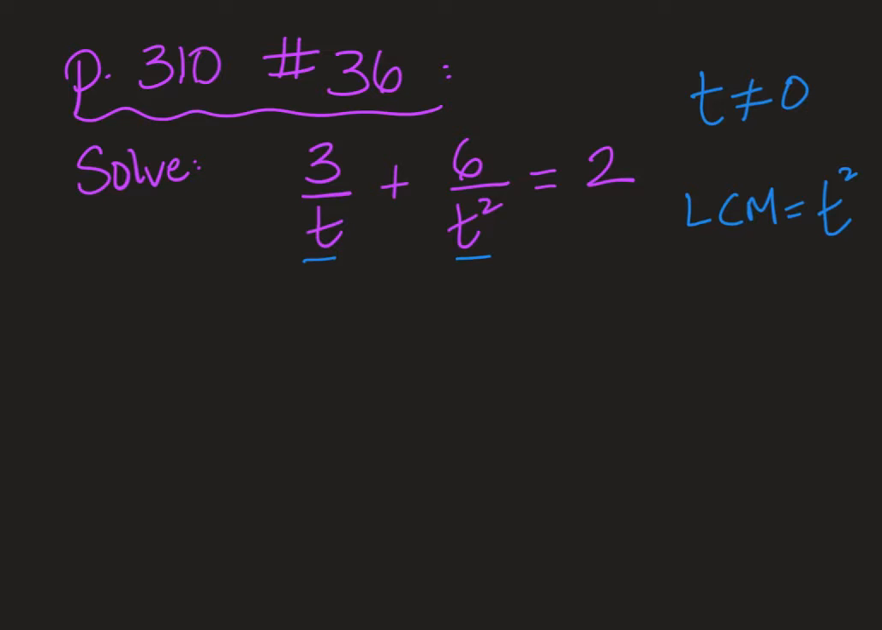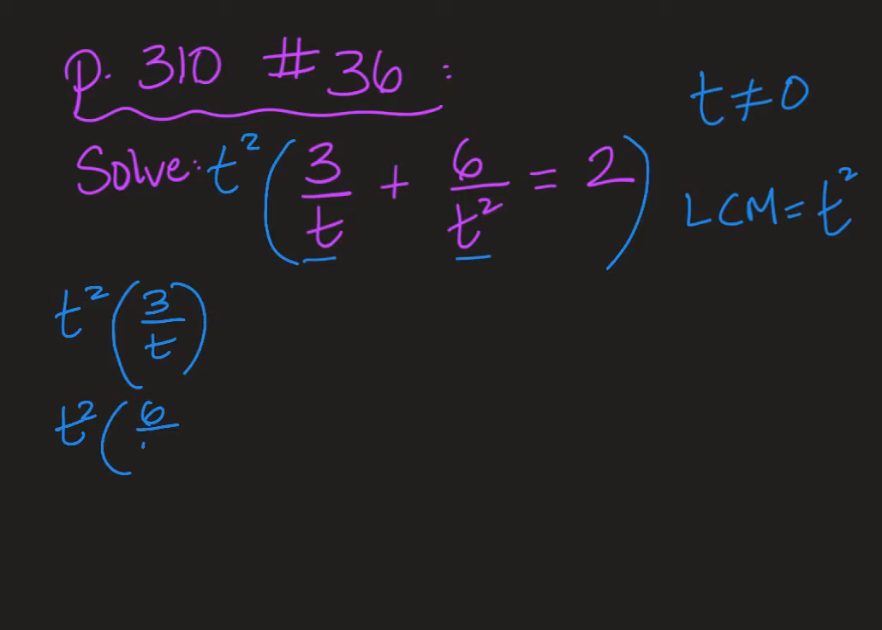So we're going to multiply through the whole thing with a t squared. I'm going to do my work on the side again. So I've got to do t squared times 3 over t, t squared times 6 over t squared, and t squared times 2. All right, so let's see what we get each time we do this.